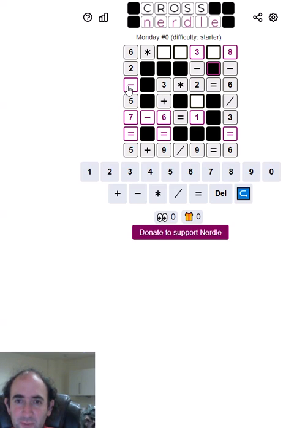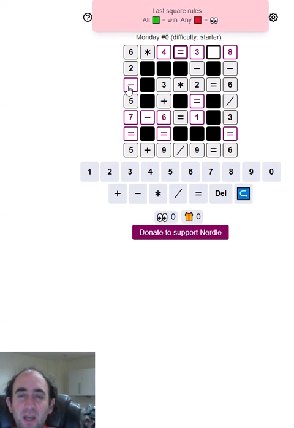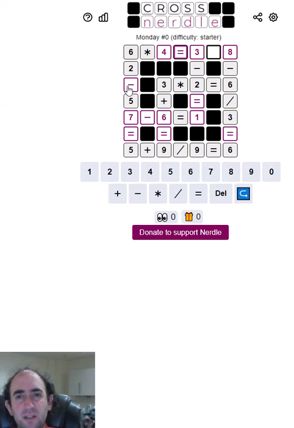Again, we're missing an equals, so this is going to be 3 minus 2 equals 1. And I suspect we're going to have... Oh, this is interesting. Maybe we haven't got the equals here. Equals 8. Maybe it's 6 times 4 equals... Ah, last square rules. Okay, I don't know what that means.